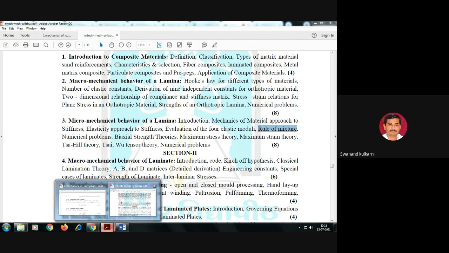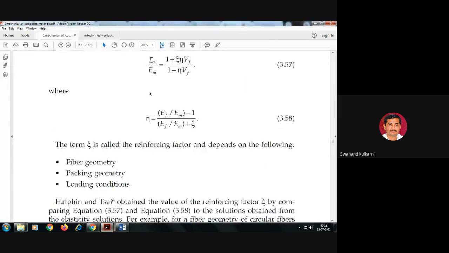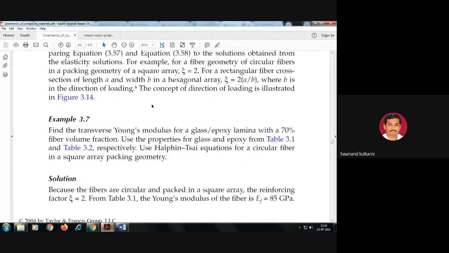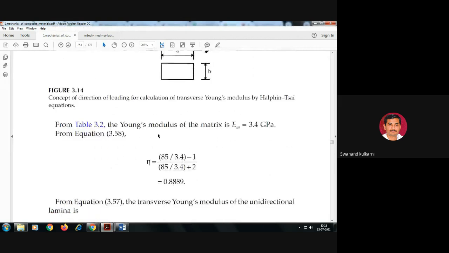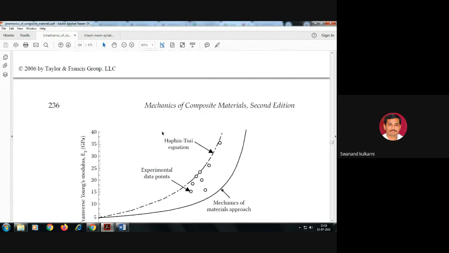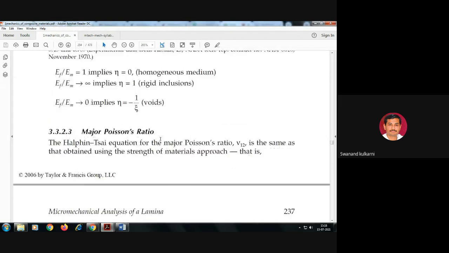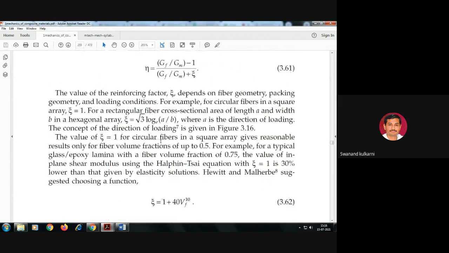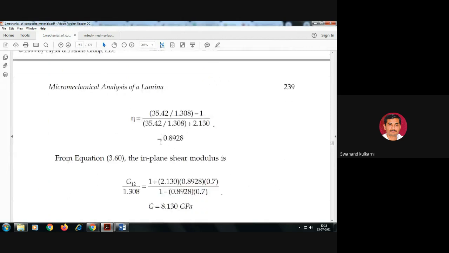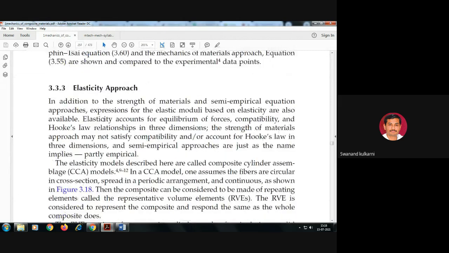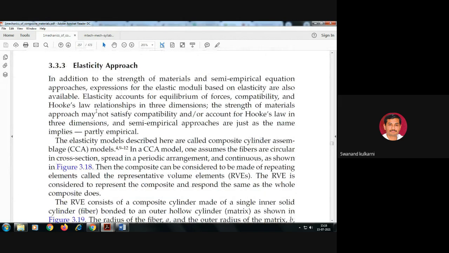Is it okay? So this semi-empirical approach that is present, you should study this for getting pure knowledge about how to calculate the properties of the composite material. For that purpose, this semi-empirical approach is very useful, especially for those students who are going to perform their projects. For them, that will be very useful. But that part I will skip here, as we have to go for the elasticity approach.